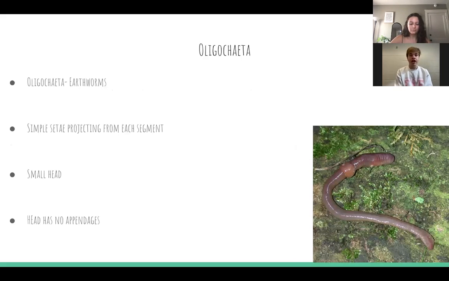Then we're moving on to the oligochaetes, which are the earthworms I talked about earlier. They have those simple setae, which are the bristles, as I mentioned earlier, on the segments of their body. They have a small head, and their heads have no appendages sticking out. And as you see in the picture on the right, this is the earthworm. So this is what you'd find when you're playing in the dirt, as I mentioned earlier.